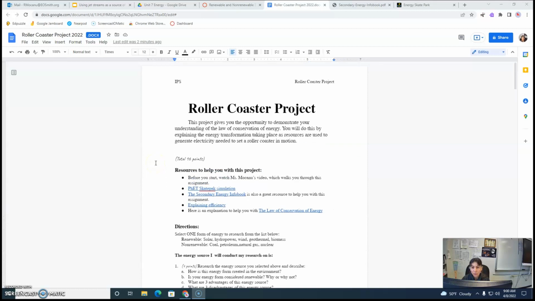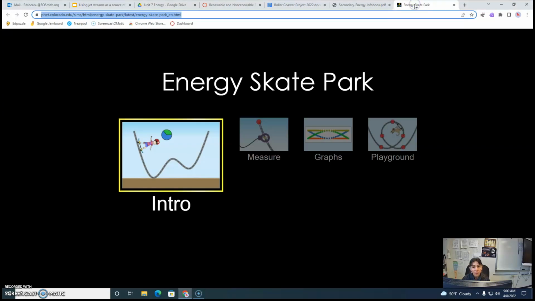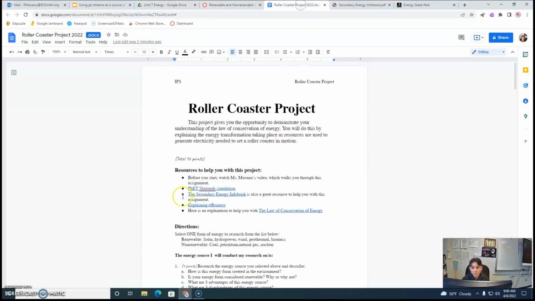So basically what you will do is build a roller coaster, such as the roller coaster that you built for yourself when we did the PhET simulation. You're going to build something similar here. And you're going to explain in this project how energy is converted throughout the roller coaster ride. How is energy converted from one form to another, okay?